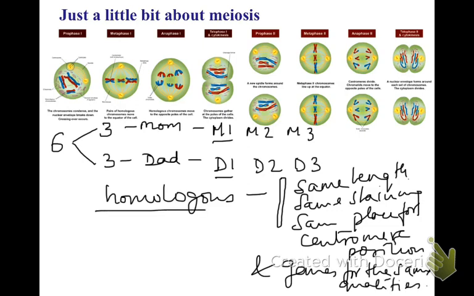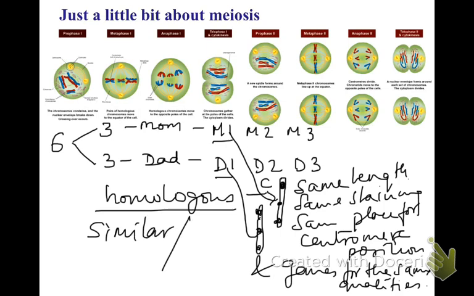So homologous chromosomes, meaning if this particular chromosome has genes for, say, hair color, eye color, and tallness, the same M1 will have and the same D1 will have for hair color, eye color, and tallness. So it goes to say it is not identical, but it is similar. Not identical.